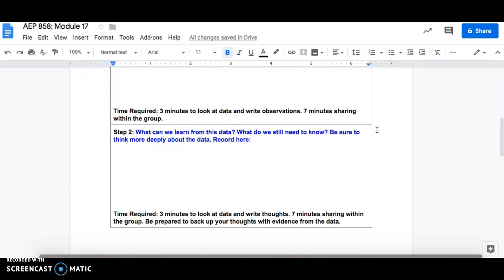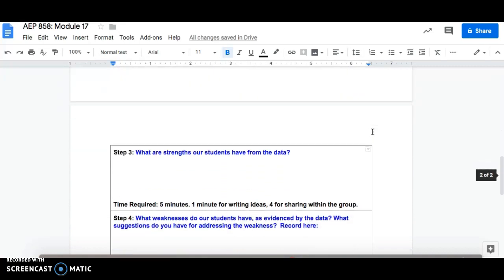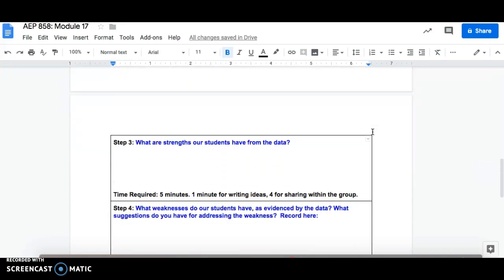Again, we're going to take about 3 minutes to look through the data, write down some thoughts, and then we'll share out our thoughts for the remaining 7 minutes to give us a total of 10 minutes for step 2. I'll also be asking team members to make sure that they've got evidence from the data to back up their thoughts.